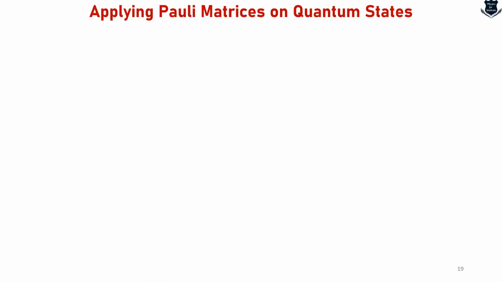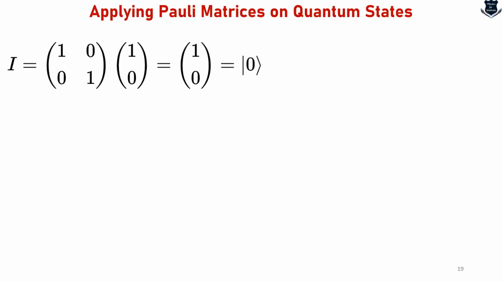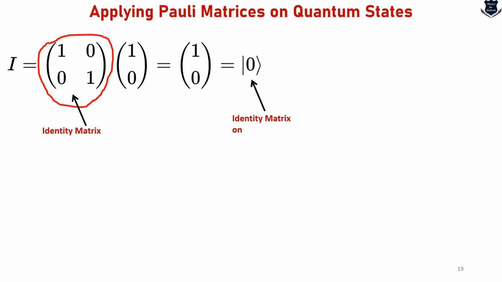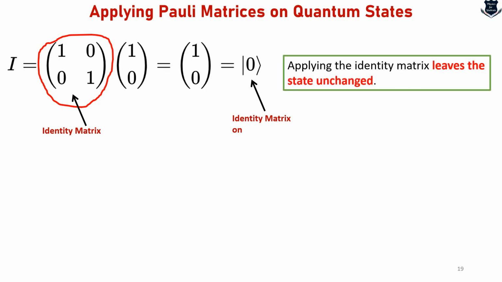Okay, we will take another state, which is this one. And this is the identity matrix. Applying the identity matrix, you see that it leaves the state unchanged, isn't it? The identity matrix which I have applied.